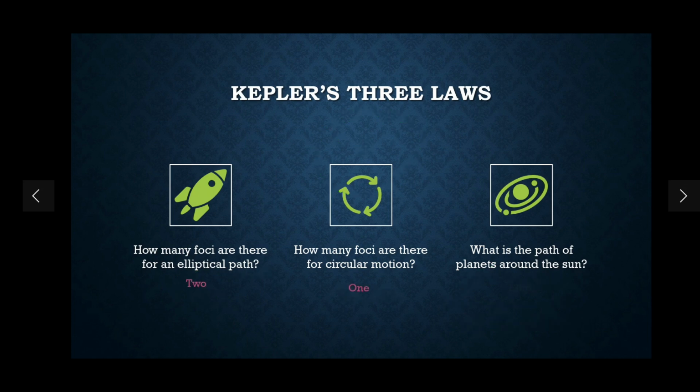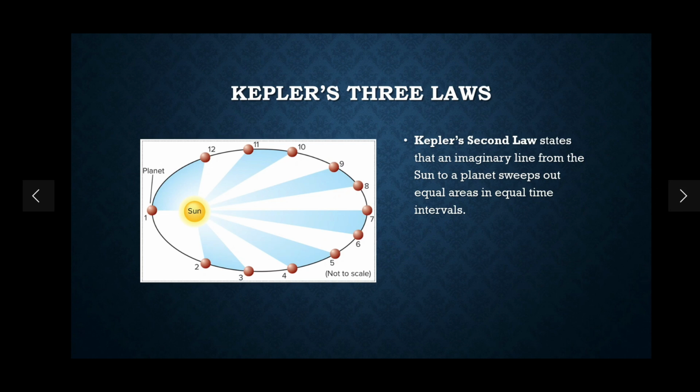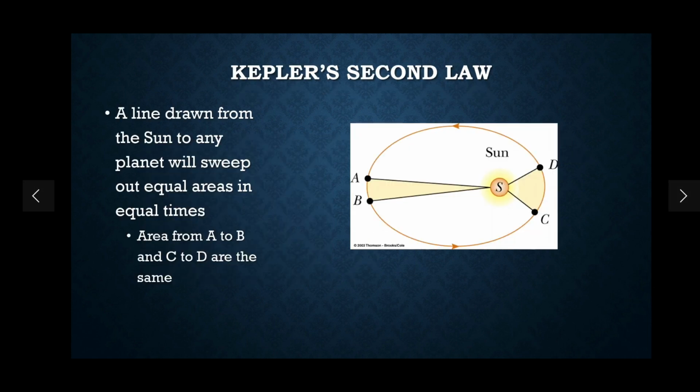Let's go to the next slide. Let's talk about Kepler's second law. Kepler's second law, also known as the law of equal areas, says that the line joining a planet and the sun sweeps out equal areas during equal intervals of time. This means that planets move faster when they are closer to the sun and slower when they are farther away.